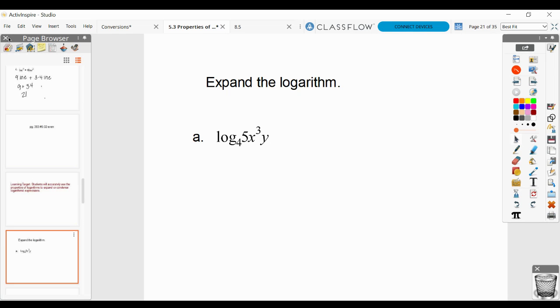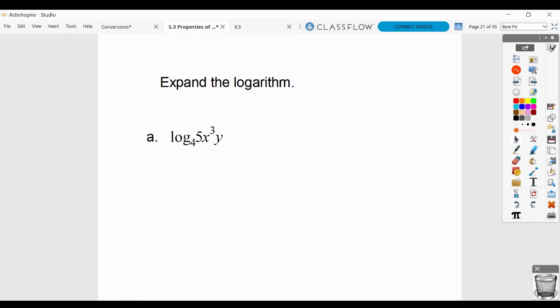Okay, today we are going to expand the logarithms. So we are going to be using the product property, the quotient property, and the power property that you wrote on your blue sheet to do this. So the first example, we have log base 4 of 5x cubed y.